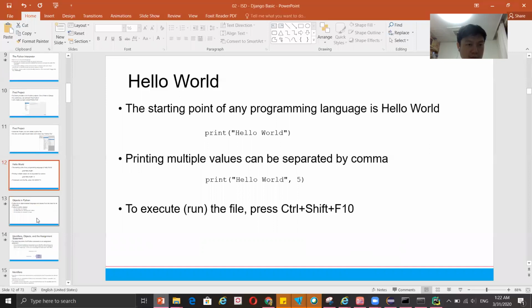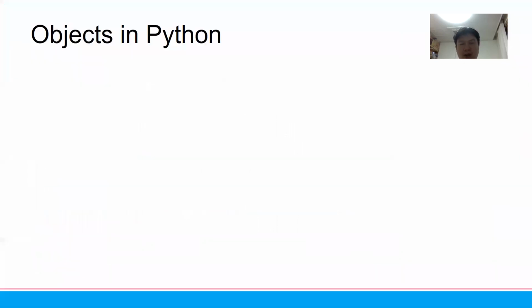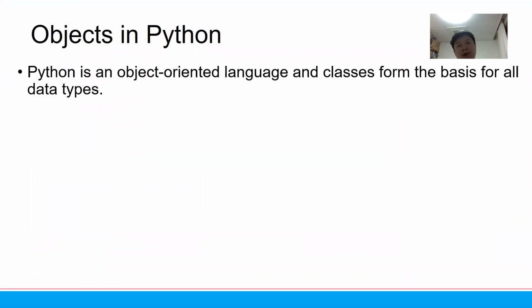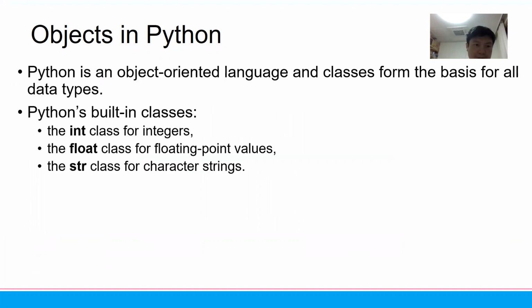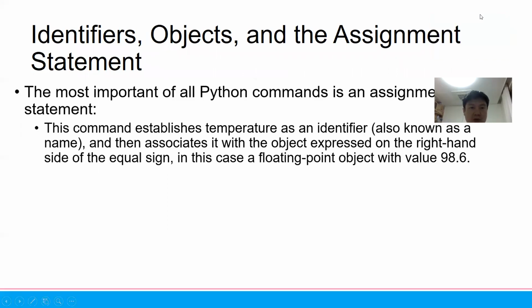Now you can think that programming languages are related with objects. The same with Python. Python is an object-oriented language, and classes form the basis for all data types. There are three basic data types, which are integer, float, and strings. So in any programming language, you need to understand the concept of identifier and objects and the assignment statement. So the most important of all Python is assignment.